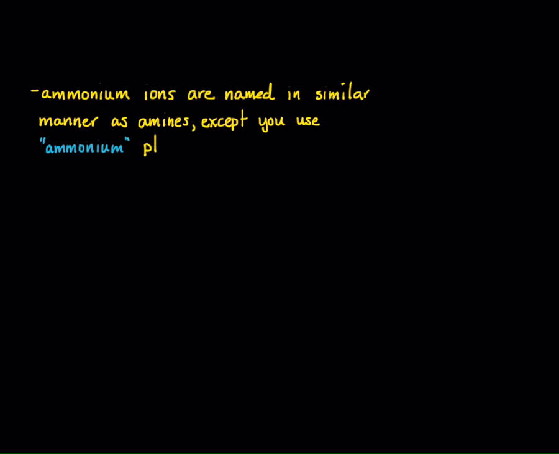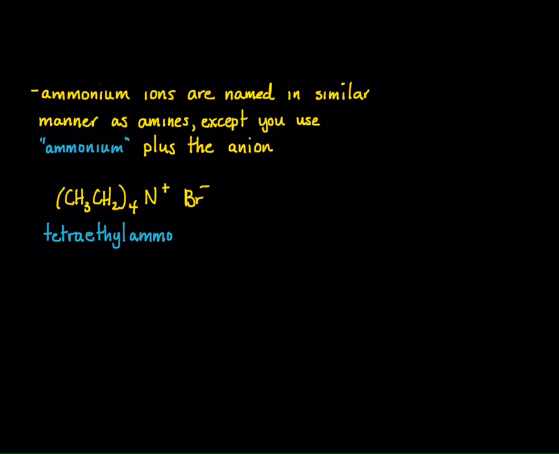And just to talk briefly about ammonium salts, the ammonium ions are named in a similar manner as amines, except that you use ammonium instead of amine, and then of course there's an anion that's associated with it that you also have to name. So for example, here I have (CH3CH2)4N+ bromide. There are 4 ethyl groups attached to the nitrogen, and therefore this would be tetraethyl ammonium bromide. That's how you would name that.